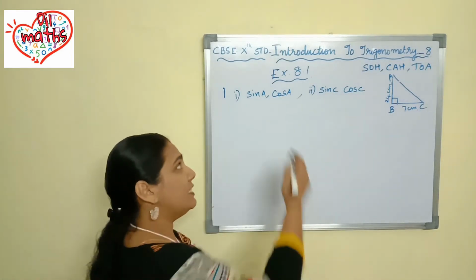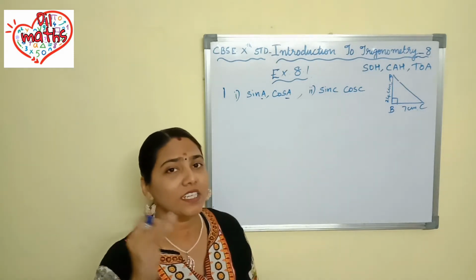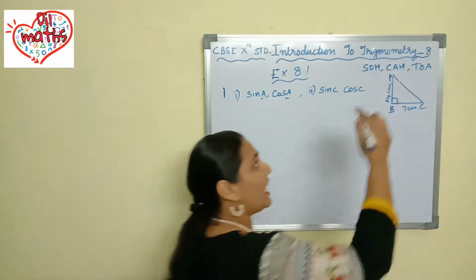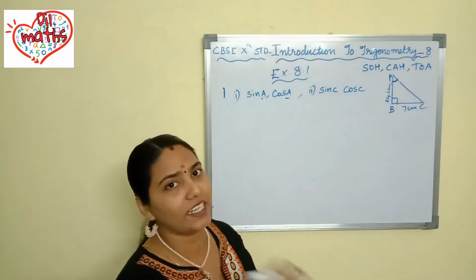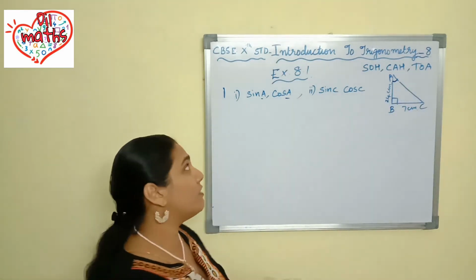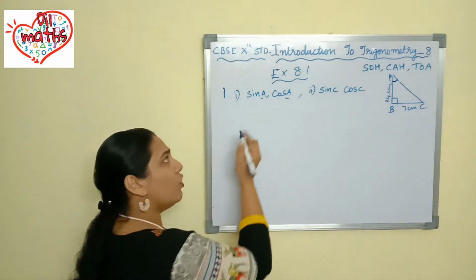So you can see that here, what is sin A, cos A? What is the angle we are taking here? We are taking the angle A. That means with respect to A, we are going to say the trigonometric ratios. Which one should we find out? Sin A and cos A. First we will go for sin A.